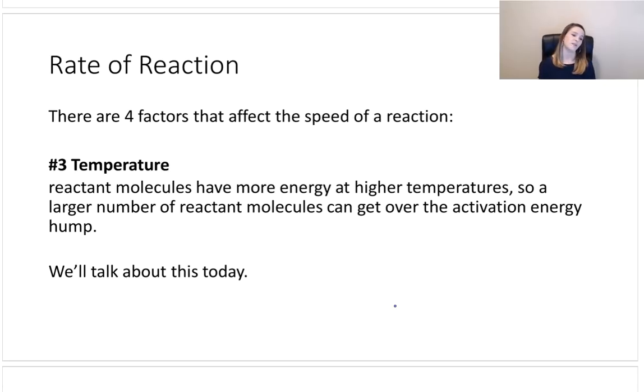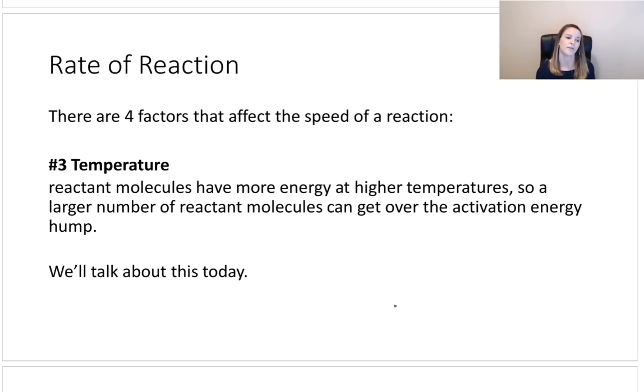Temperature is one of those ways that we can combine kinetics and thermodynamics, so we're going to use that as a way to route through. Now for temperature, what we have here is that your reactant molecules have more energy at higher temperatures. We know this. You could have told me this in Unit 1 of General Chemistry 1. So a larger number of reactant molecules can get over the activation energy hump.